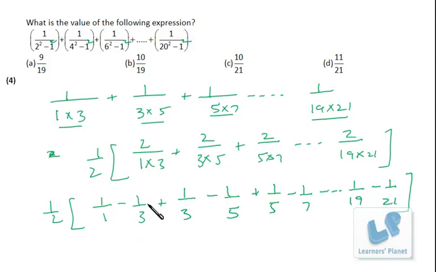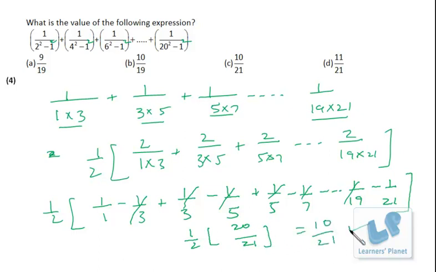Now we can see the alternate terms are getting cancelled. This is 1 minus 1 by 3, this is positive, this is negative, this is positive. Similarly, we'll be getting the previous term as minus 1 by 19, and here it is 1 by 19. So both of them will get cancelled. So finally we are left with half of 1 minus 1 upon 21. So that is 20 upon 21. So half of 20 upon 21 is 10 upon 21.